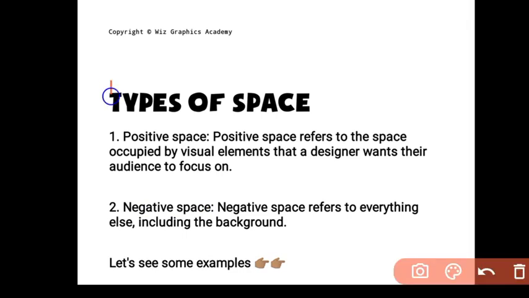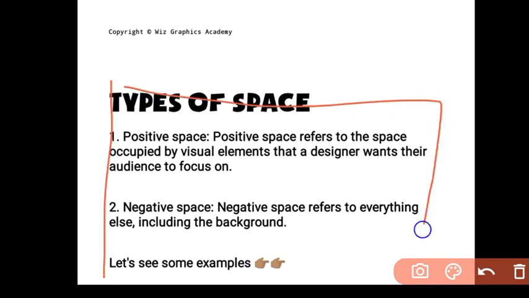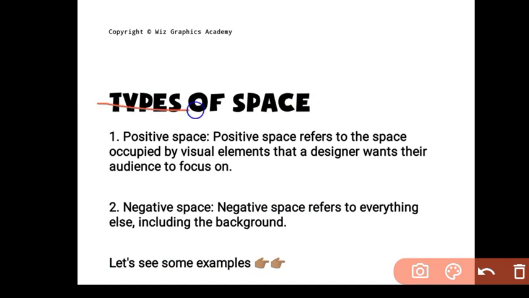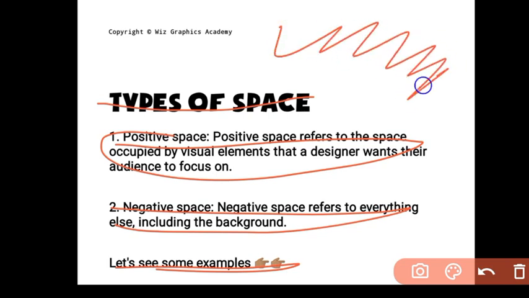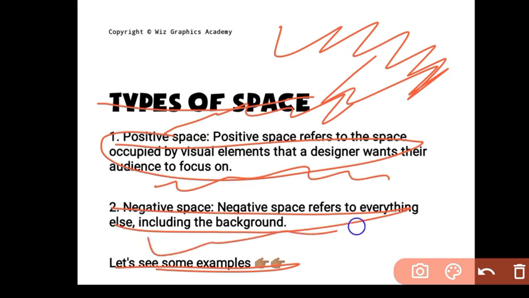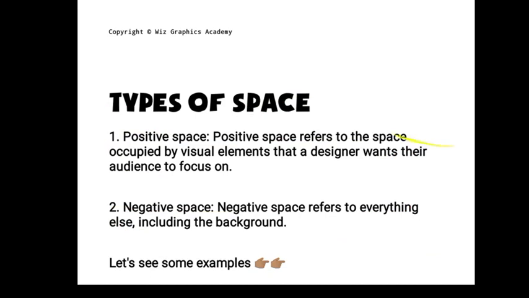From this point down to this point here is the positive space. So this point and this one are referred to as the positive space, while the spaces that we have here are referred to as the negative space. So let's see some examples.